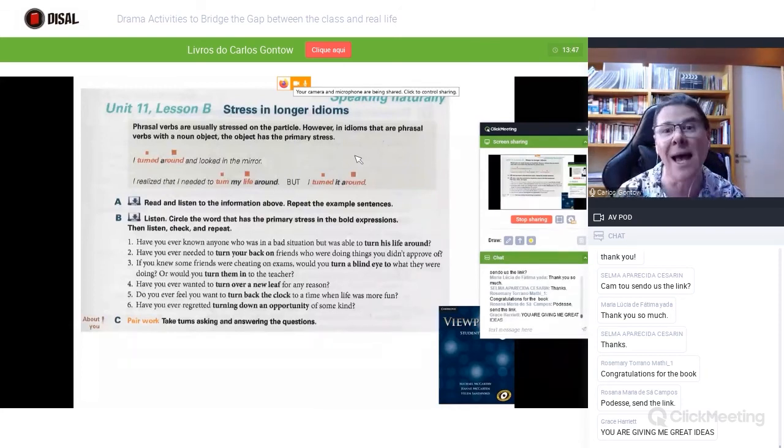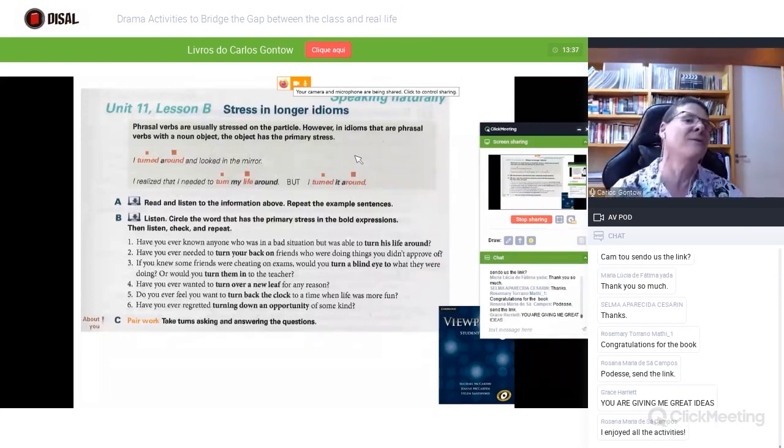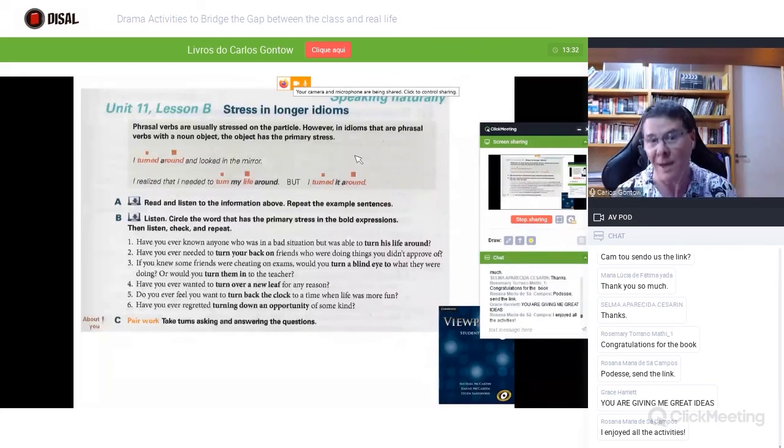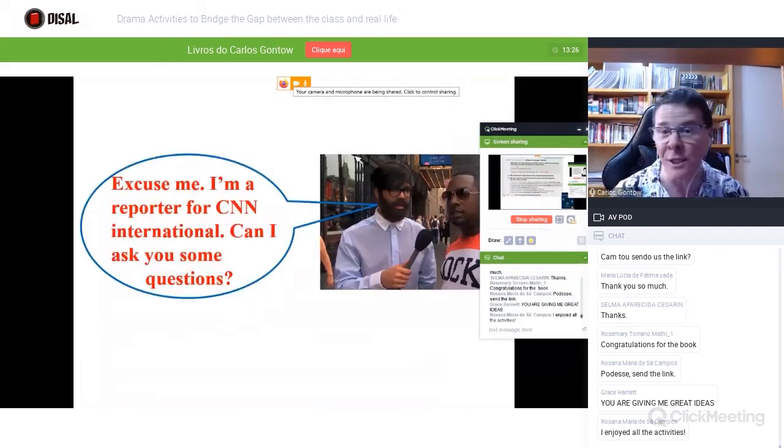So this is a pronunciation exercise. And pronunciation is just like this. "Repeat, everybody. Have you ever known anyone who was in a bad situation but was able to turn his life around?" All right? Repeat again. The students repeat. And then they close the book and they forget everything. You can do the same thing as you usually do. "Repeat, everybody." Play the recording, they repeat. And then you do the same thing.